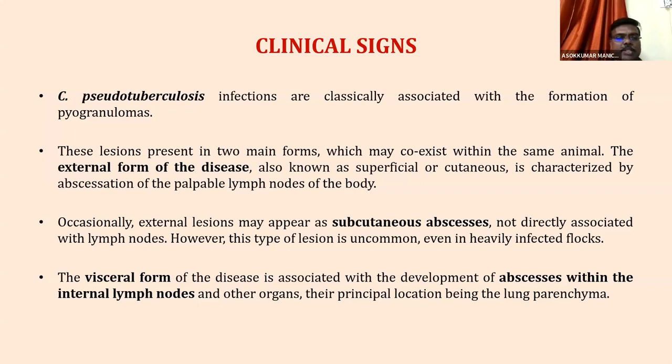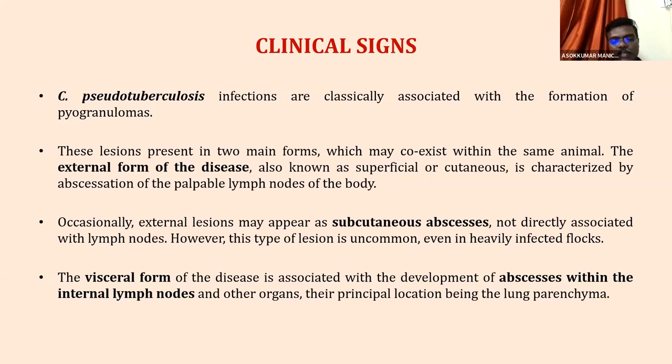The external form of the disease, also known as superficial or cutaneous, is characterized by abscessation of the palpable lymph nodes of the body. Occasionally, the external lesions may appear as a subcutaneous abscess not directly associated with the lymph nodes. So it will appear only as a subcutaneous abscess. However, this type of lesion is uncommon even in heavily infected flocks. That means we very rarely encounter this kind of subcutaneous abscess problem.